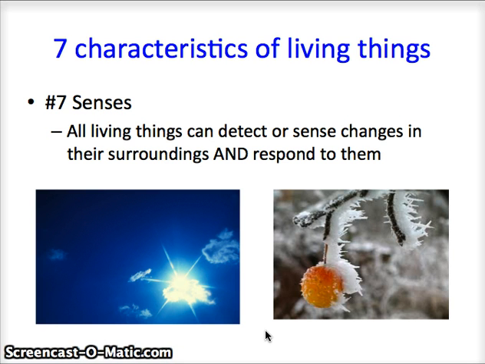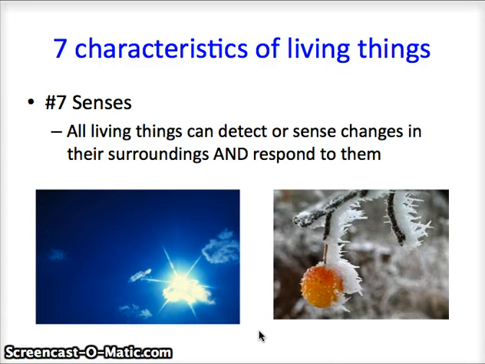Plants just kind of calm down. They stop doing most of their chemical reactions and just wait around until it's warmer again outside, and just kind of let the freezing pass by. So that's how plants can sense and respond to cold temperatures.